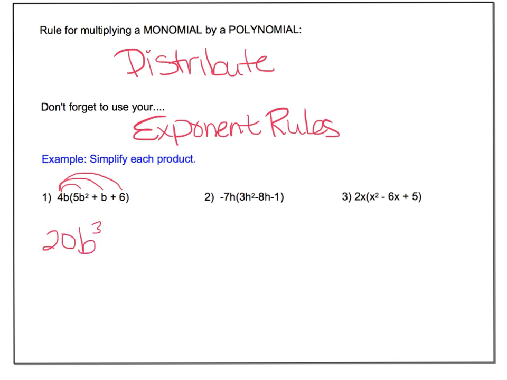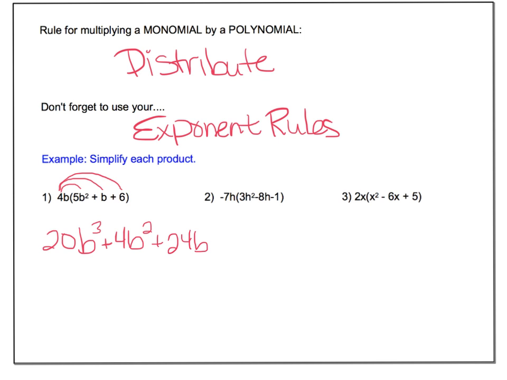The next step is to take 4b times b. That gives us 4b squared. And then finally we're taking 4b times 6, so we're just left with 24b. And you just multiplied polynomials.